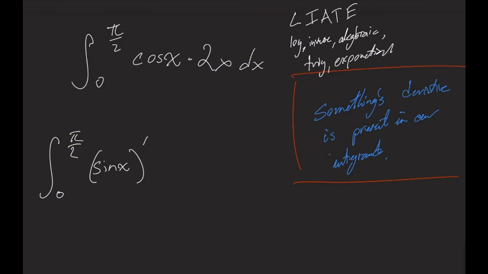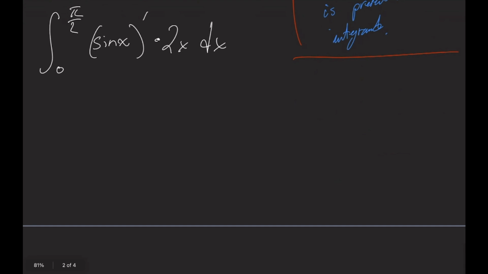The derivative of sine x is equal to cosine, then we multiply by 2x dx. So this is just another way to write our original integral. Now we can rewrite this using the rule that we learned earlier, our little equation, multiplying the reds.